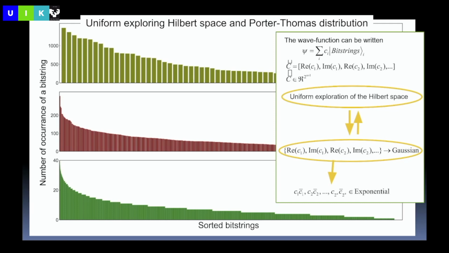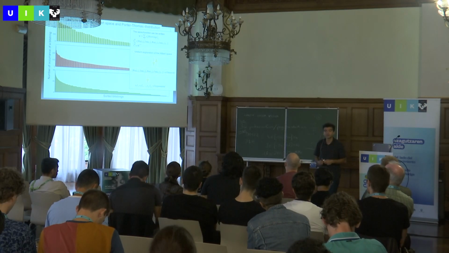Well, you have a wave function. The wave function can be written in this computational basis as a bunch of complex coefficients and a bit string, right? These complex coefficients can be written as real and imaginary parts. And uniform exploration of Hilbert space, there is a theorem that tells you, implies if and only if these parameters, the real parts, obey a Gaussian distribution. And if they obey a Gaussian distribution, they're random variables, and then C1 dagger, they would obey the exponential distribution.